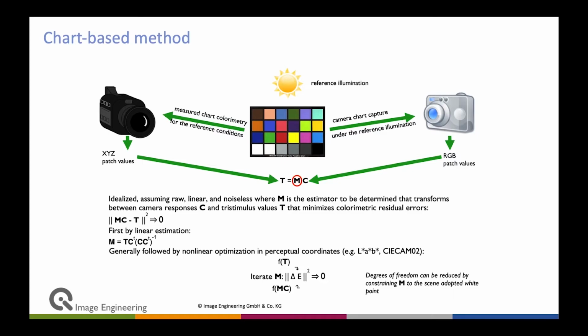As shown here, you capture a test target with your camera under test. That creates your camera data. Then you take a suitable measurement device that measures the XYZ values of each of these patches. That gives you the training data. In this equation, you have T and you have C, and you're looking for M. That is a mathematical problem that you need to solve. Most likely you first do a linear estimation, and then have some further optimization where you iterate over it to give you a 3x3 matrix.